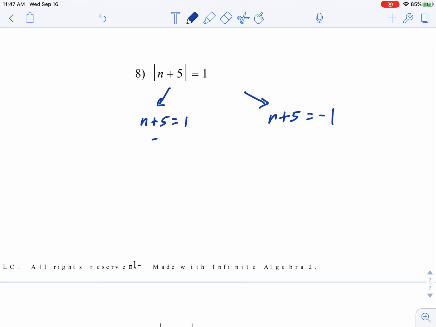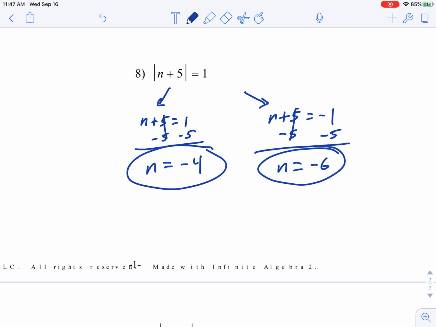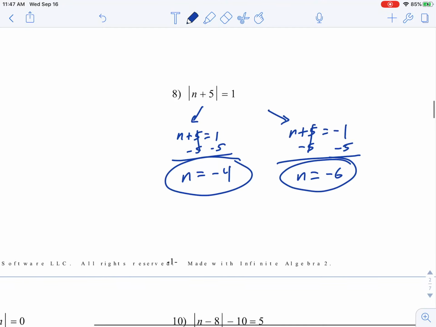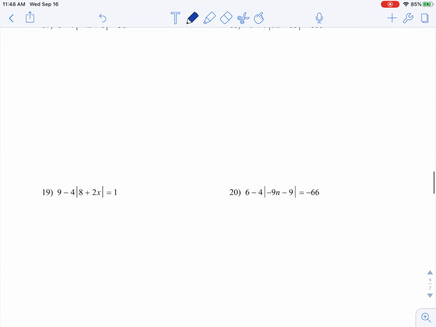If I solve the first one, I'm going to have to subtract 5 on both sides. 1 minus 5 is negative 4. For the other one, I have to subtract 5 on both sides. N equals, what's negative 1 minus 5? Negative 1 minus 5 is actually negative 6. So it's not the same number, one positive, one negative. I got negative 4 and negative 6. Let's scroll down and check number 8 to make sure I did it right.